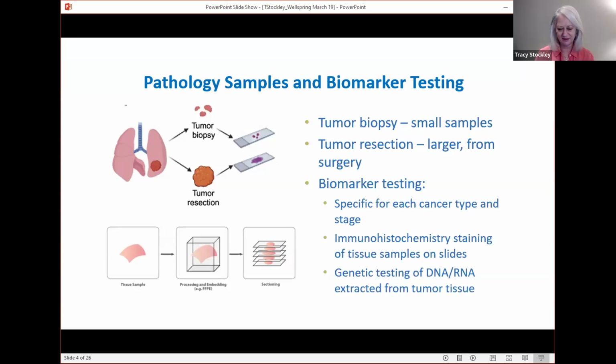And then in the bottom three images that I show there, what happens to that tumor tissue when it's taken out is that it actually is processed into something we call a block. So the tissue is fixed and then embedded in paraffin wax, and then sections of that tissue can be made.